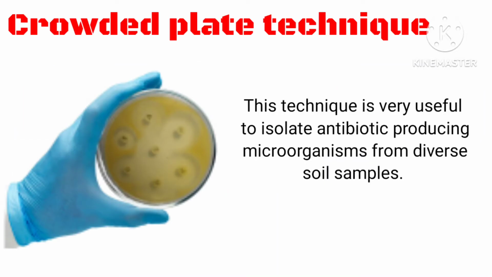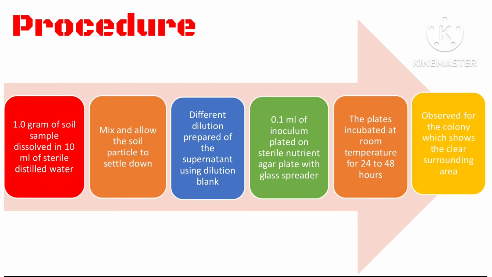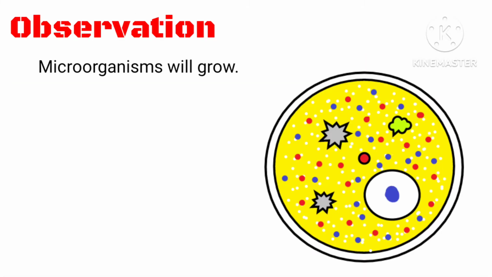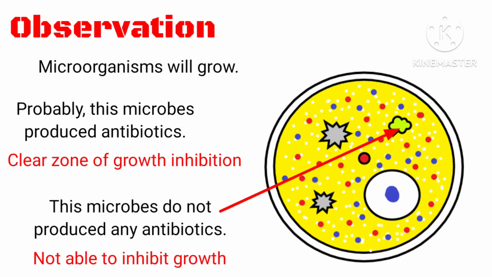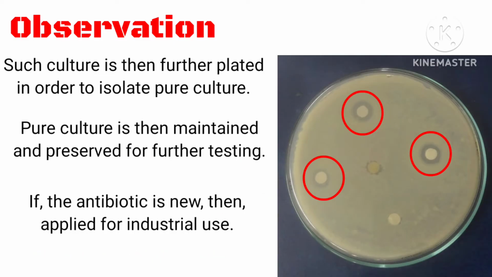This technique is used to detect and isolate those microorganisms that are able to produce antibiotics. At first, 1 gram of soil sample is dissolved in 10 ml of sterile distilled water, mixed, and allowed to let the soil particles settle down. You have to prepare different dilutions of the supernatant using dilution blanks. About 0.1 ml of inoculum is plated on a sterile nutrient agar plate with a glass spreader. The plates are incubated at room temperature for 24 to 48 hours. At different time intervals, observe the colonies which show a clear surrounding area. Such cultures are then selected, purified and maintained as pure cultures.